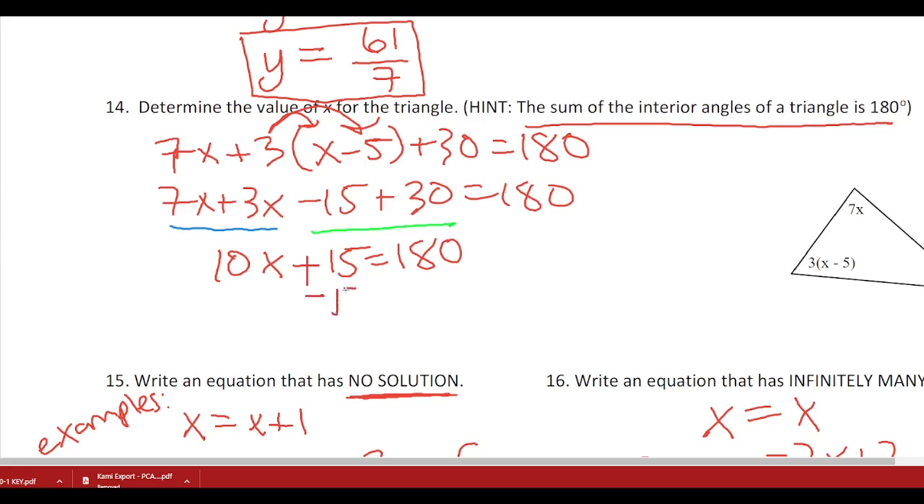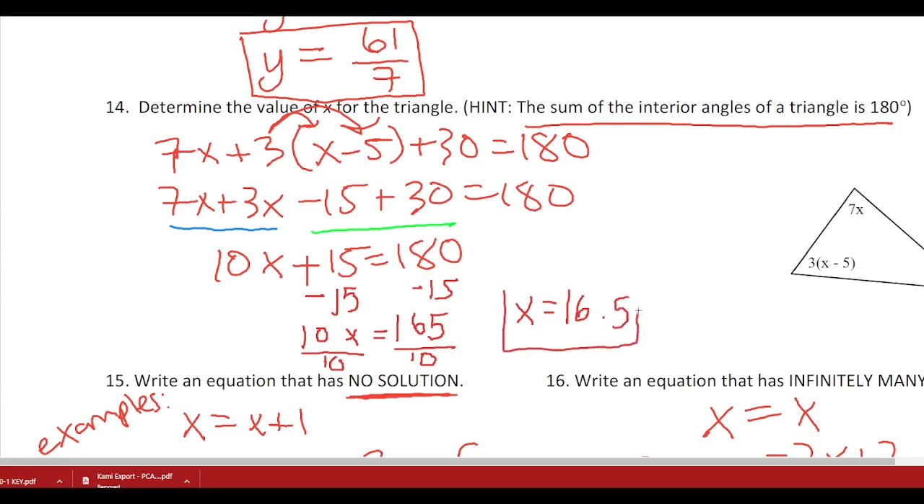We've got minus 15 on both sides. 180 minus 15 is going to be 165. So we're going to have 10x, see if I can squeeze this in here, equals 165. And then when you divide both sides by 10, you're going to get 16.5. So that should be the correct answer here. There we go. All right, so that fixes that one. There's a couple other errors here, but I'll try to catch those as well.